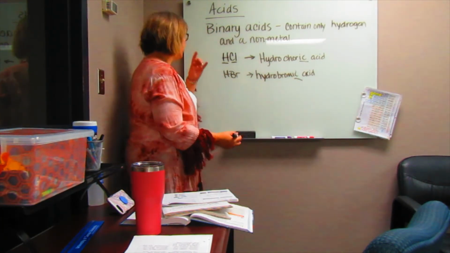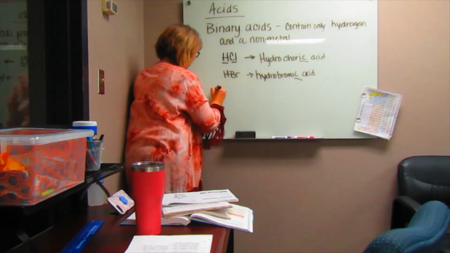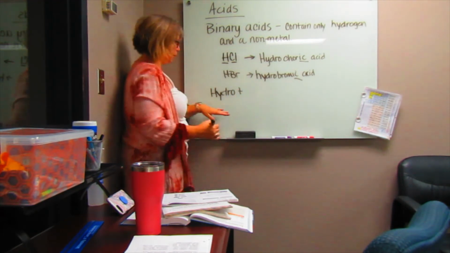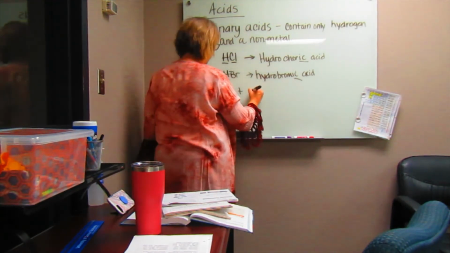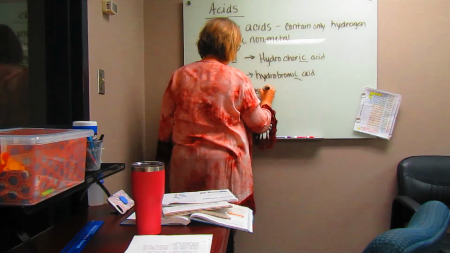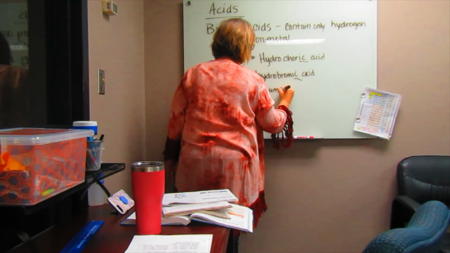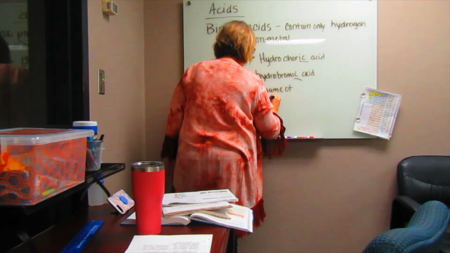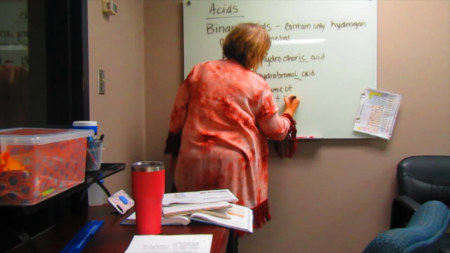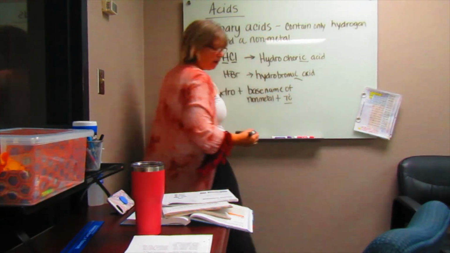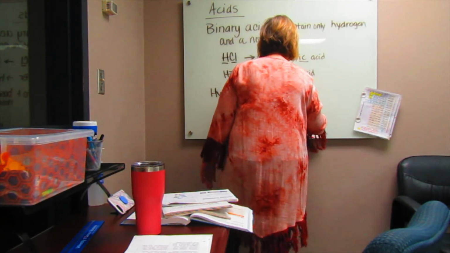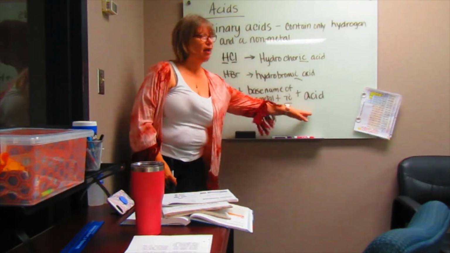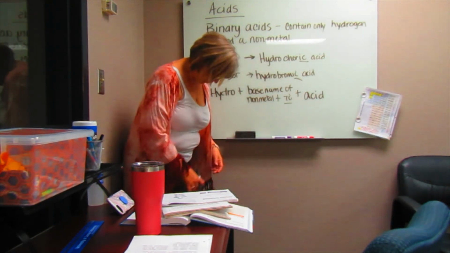Okay? So the rules for naming binary acids, our first name is hydro, and this represents our hydrogen, plus we have the base name of our nonmetal, but we add an IC, right? IC, and then the last name is going to be acid. So if you just think of it as first, middle, and last name, it'll be easy to remember, okay?